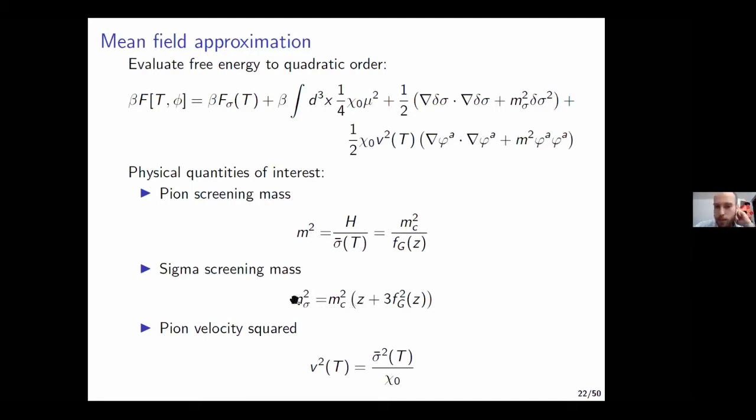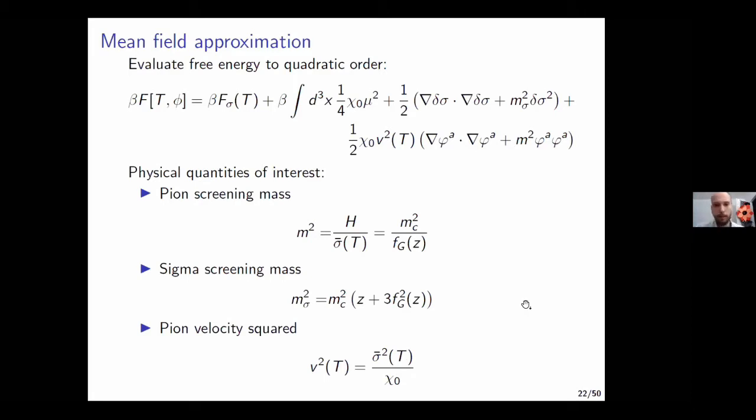So you'll have this m_sigma squared is, again, given by this critical value of the mass on the critical line when z equals 0, and then with this explicit function of c. And finally, multiplying everything, you have this of the Pion sector. You have the Pion velocity squared, which Derek was discussing previously, and it has a particular simple form. It's just given by sigma bar squared over chi naught.